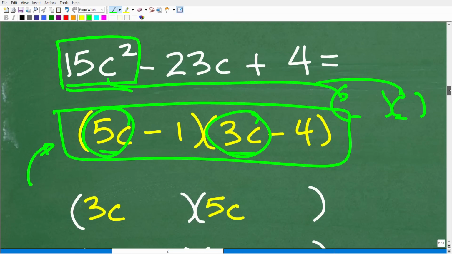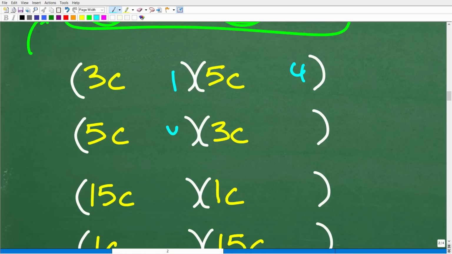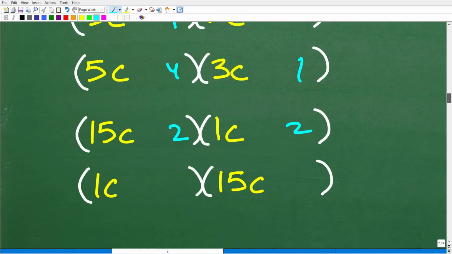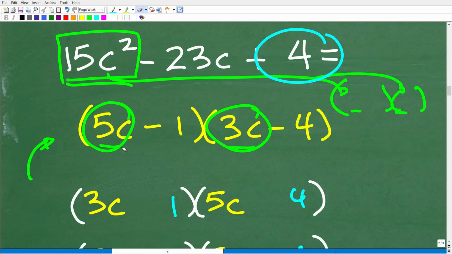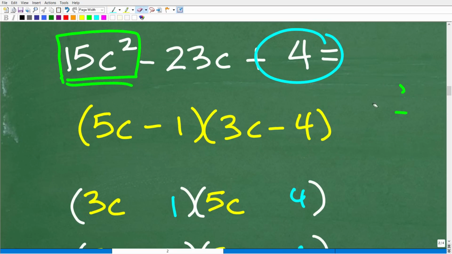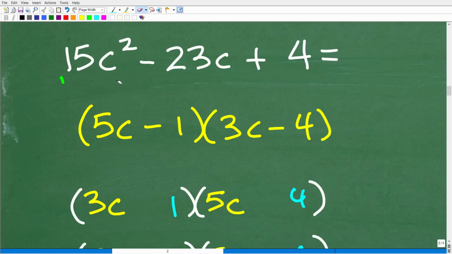Then what we need to do after that is put in the various factors for 4. So we can have 1 and 4 here, or 4 and 1 right here. You can have 2 and 2. These are all the various factors of 4. Now, I'm not going to list them all, but once you have all these various combinations, what you want to do is look for the one that works. This is sometimes referred to as the guess and check method.